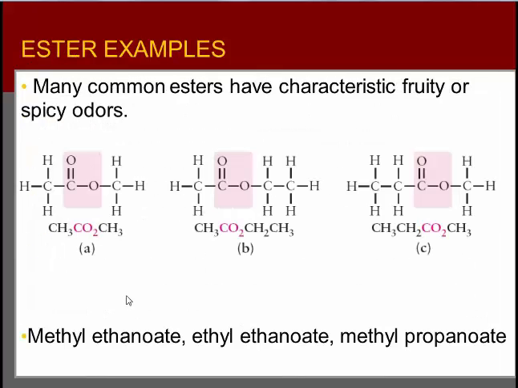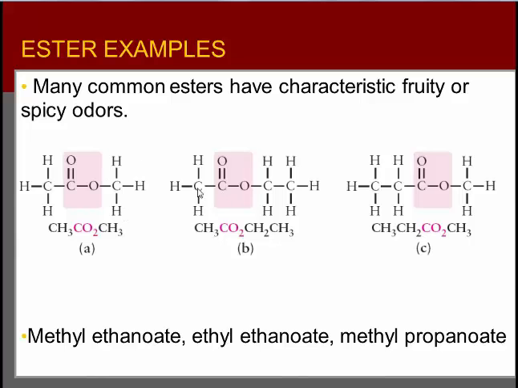So here are some examples of common esters. This ester has 2 carbons in its chain containing the carbonyl. So that gets the root ethane. We change it to ethanoate and indicate that the R group is methyl. So we label it methyl ethanoate. Ethanoate, 2 carbons containing the carbonyl, a 1 carbon R group.